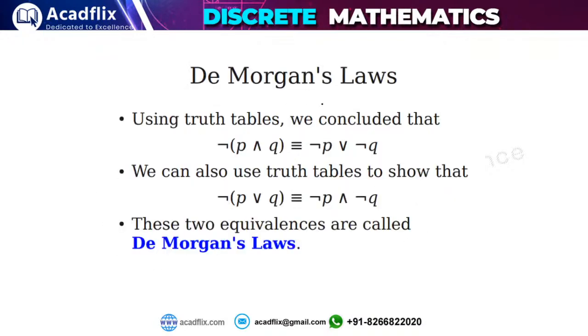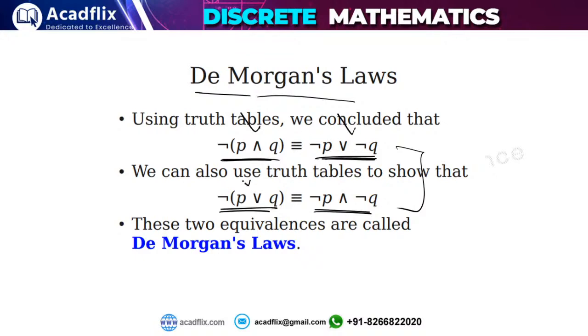These De Morgan rules we saw yesterday. This formula is equivalent to this formula. Similarly, this formula is equivalent to this formula, and these two rules are called De Morgan rules, or De Morgan laws. But remember, this is equivalent to this because they have the same truth table.